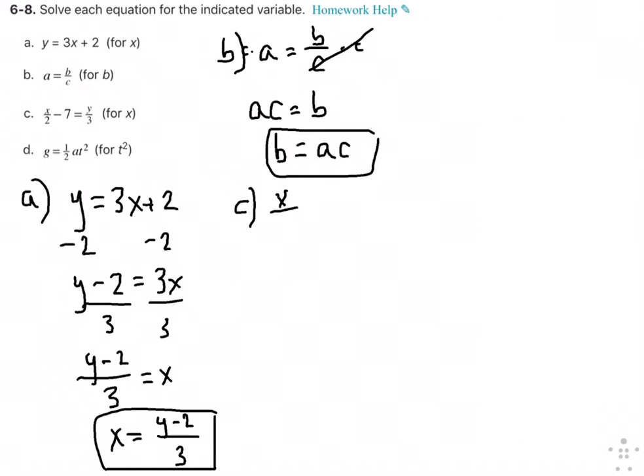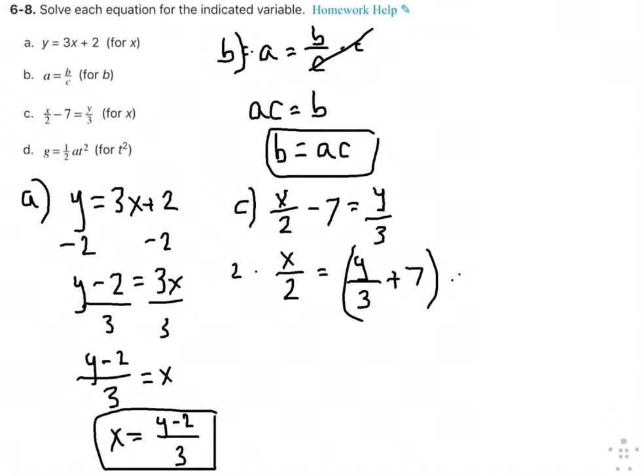Okay, for c, they want us to solve for x. So I have x over 2 minus 7 equals y over 3. And they want us to get x all alone. So I can add 7, so x over 2 equals y over 3 plus 7. And then I can multiply both sides by 2.